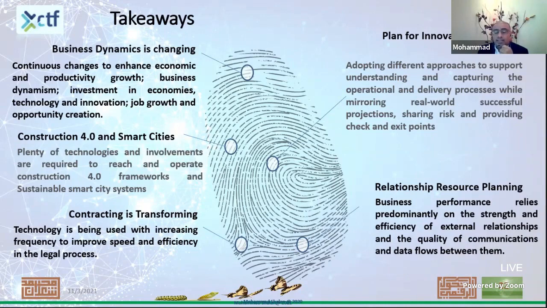Construction 4 and smart cities are there. We are using it today. It's everywhere. And we have a lot of samples, and many of these samples are using a kind of smart innovative contracting. Of course, it's not fully mature, but at least we are using this. The contracting itself is transforming, and a lot of people are adopting this for many reasons, for financing issues, for a lot of activities. So this is very important.